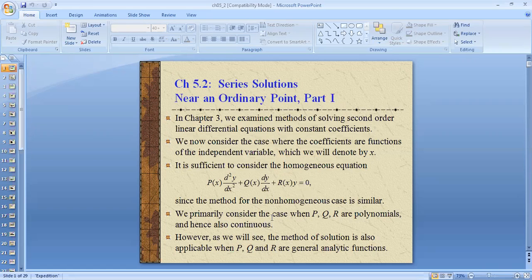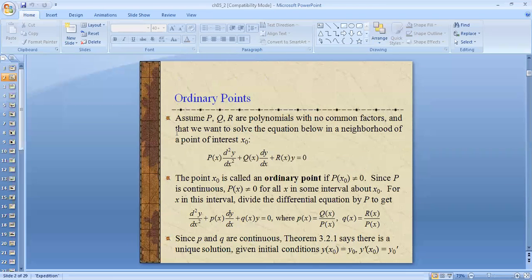So we primarily consider the case where P, Q, R are polynomials and hence also continuous. We'll consider this ordinary differential equation. However, we will see the method of solution is also applicable when P, Q are general analytic, that is, differentiable functions. Assume P, Q are polynomials with no common factors, and that we want to solve the equation below in the neighborhood of x naught.